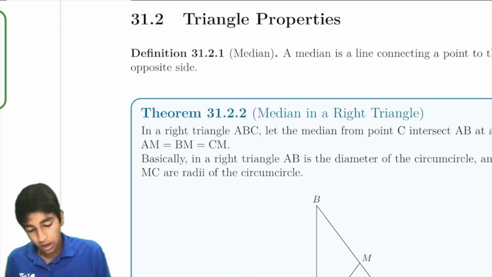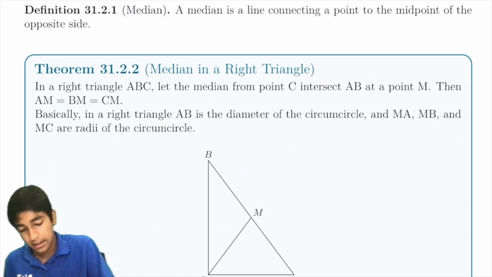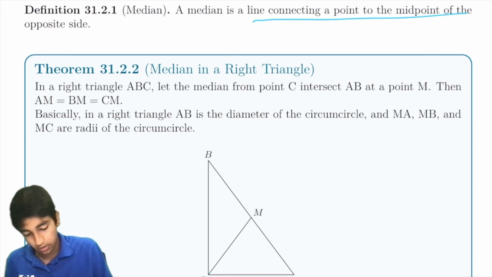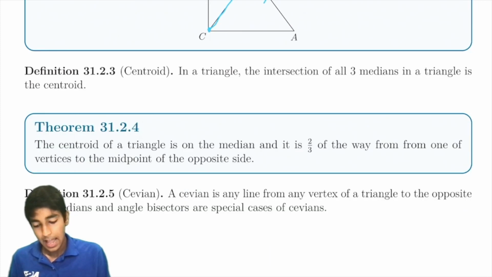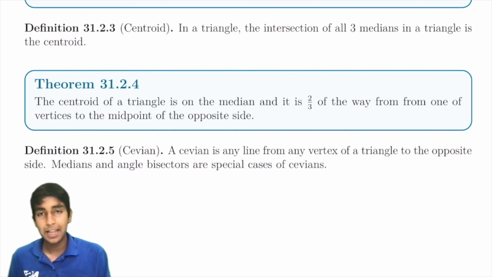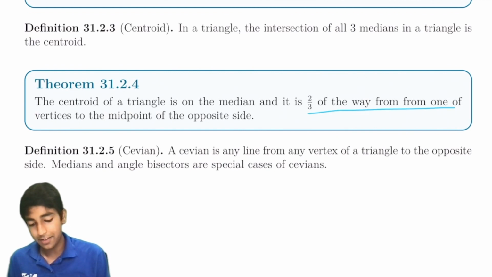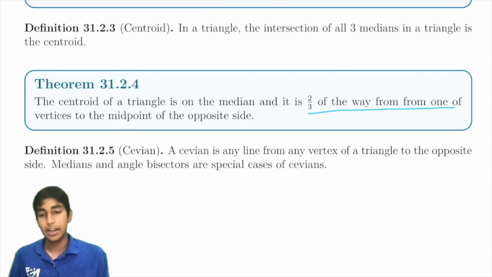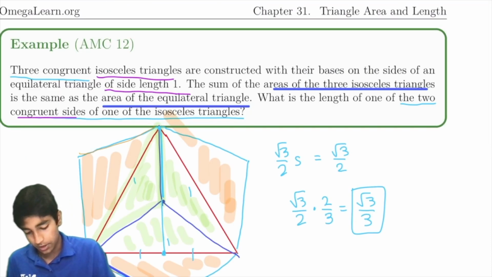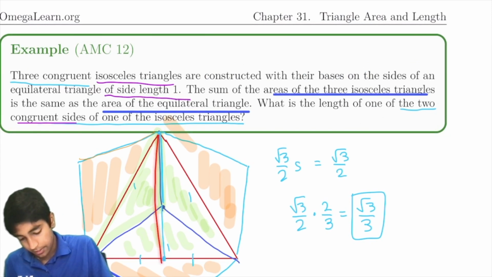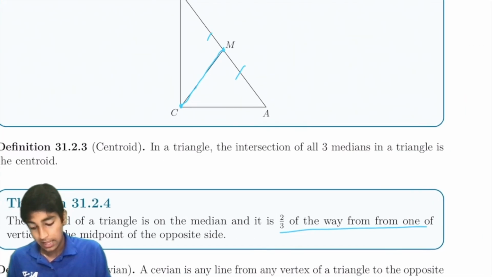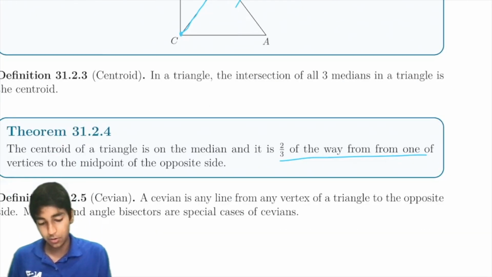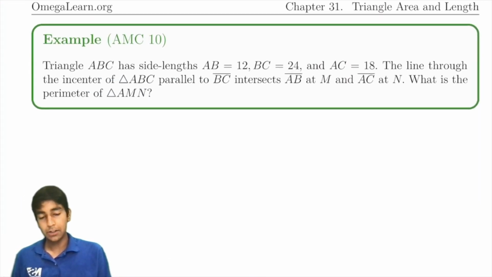Okay, so we already discussed some of these triangle properties. A median is a line connecting a point to the midpoint. Like this is a median connecting to the midpoint. And a centroid is the intersection of the three medians. And the centroid is on the median, and it's 2/3 of the way up from one of the vertices to the midpoint of the opposite side, like we discussed in the previous problem. We used the fact that this distance to the centroid was 2/3 of the entire median. And that's always useful, even when it's not an equilateral triangle. So that's cool. Let's solve another problem that uses these properties.